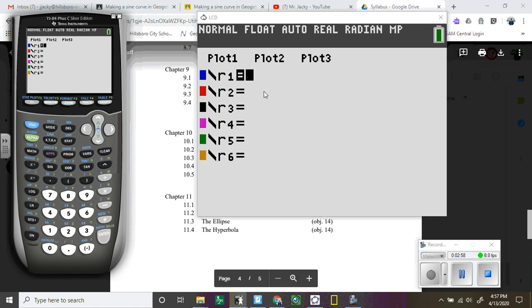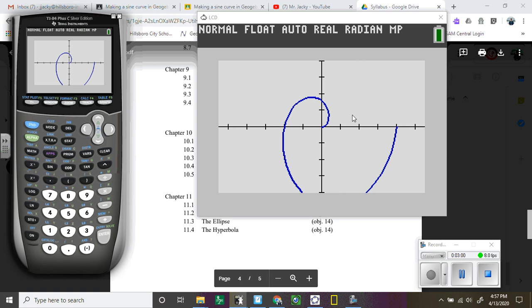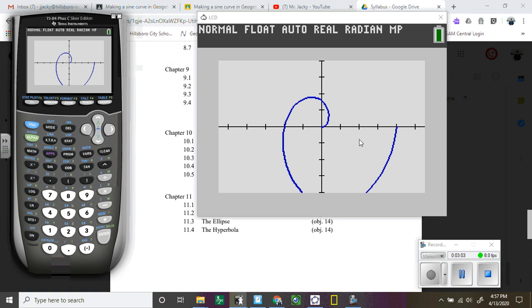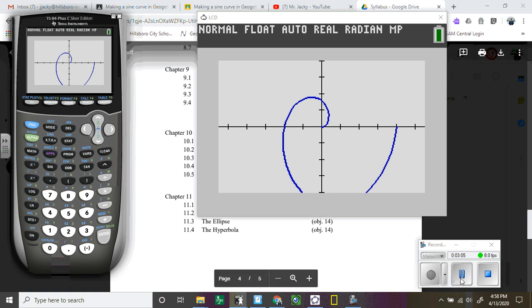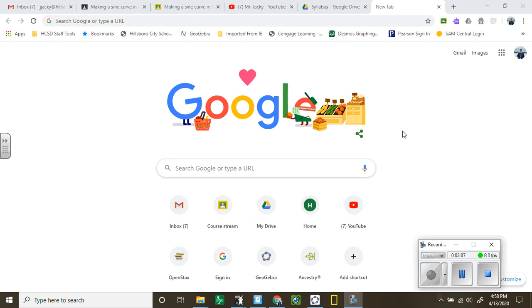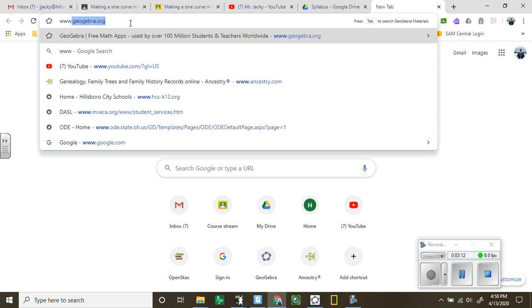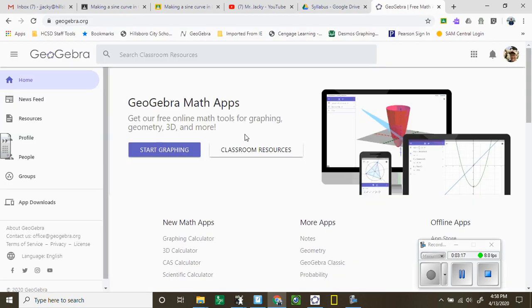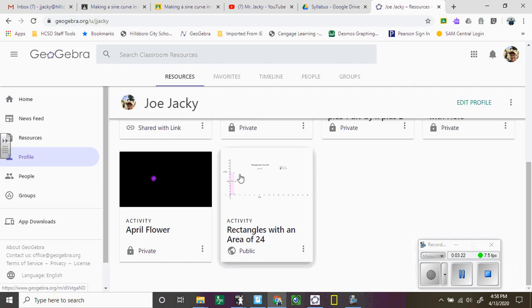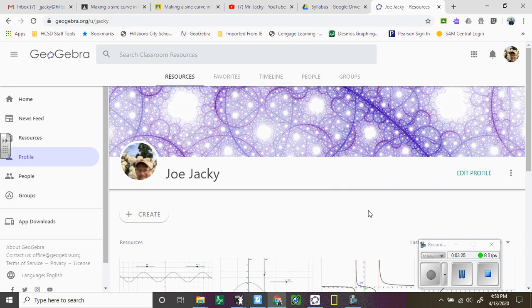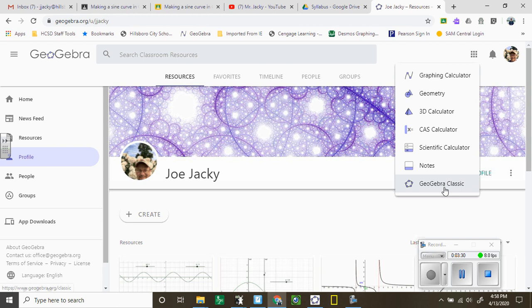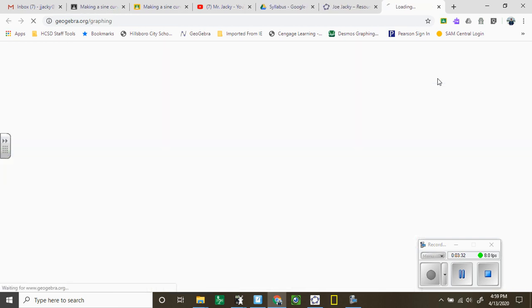So now we're going to transform this to GeoGebra, and it's going to be a lot more exciting in GeoGebra. Okay, so what you're going to do is go to geogebra.org again. So www pops up on the computer because I've been there a lot. Log in, and then click on yourself, and that's all your stuff that you've created, right? And you're going to hit the little waffle icon here. And this is all the different things that you can do. So we're going to go to Graphing Calculator.